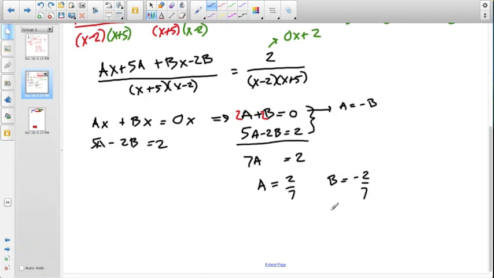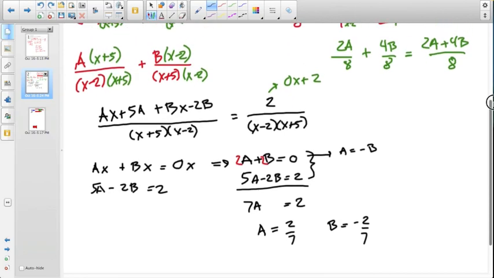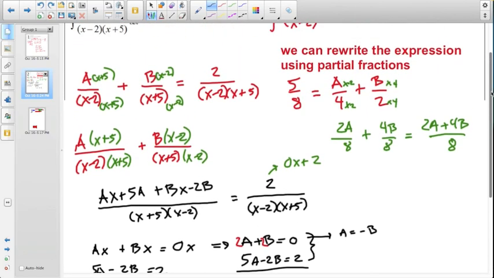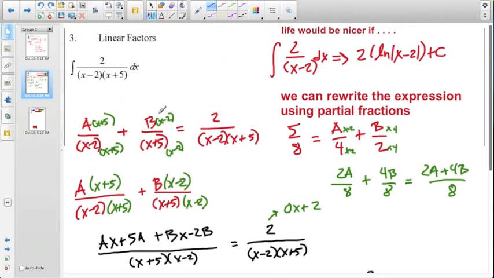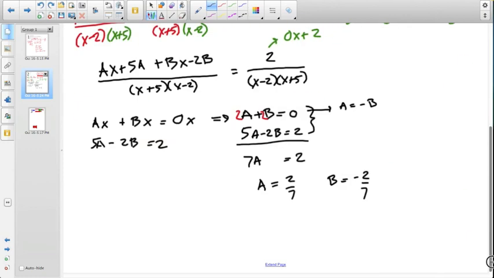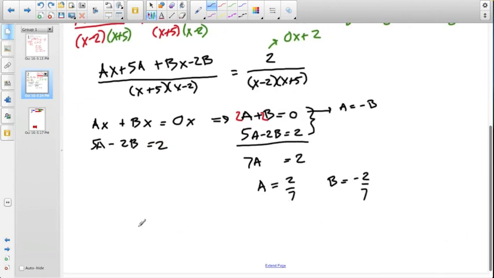And so now what I can do is put those back into this expression up here. So a over x minus 2, b over x plus 5, I can put in those as numerators. So we have 2/7 over x minus 2 plus a negative 2/7 over x plus 5. And that's mathematically equal to our original expression.